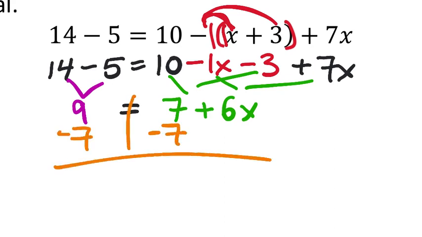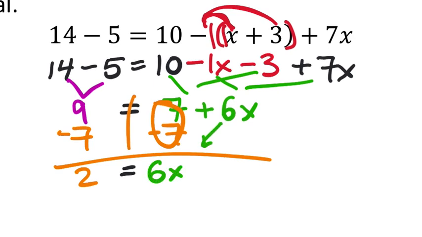And left to right, 9 minus 7 is 2. This would equal 7 minus 7. That zeroes out just like we wanted. But the 6x I'm just going to drop. So now I have 2 equals 6x. And last thing I'm going to do here is divide both sides by the coefficient 6 to make that coefficient a phantom 1. X equals 2/6. Put that in the calculator. It will simplify it for you into 1/3.